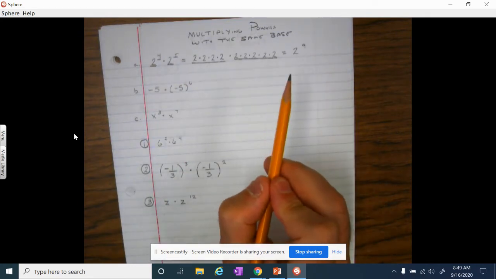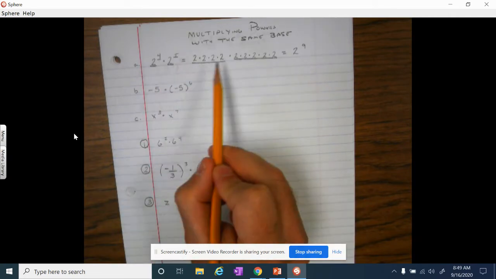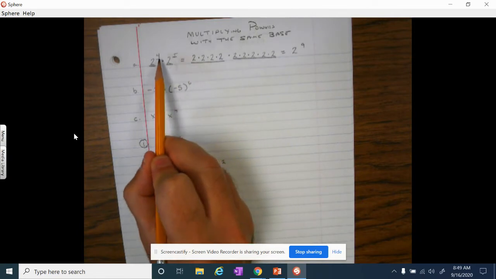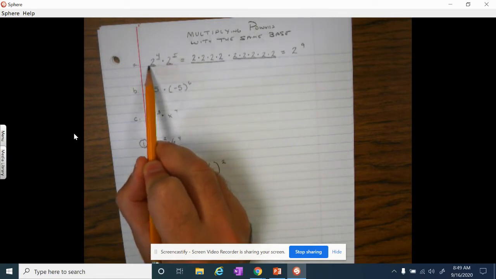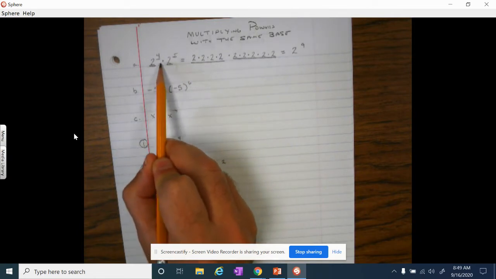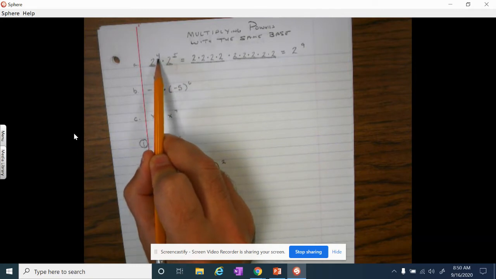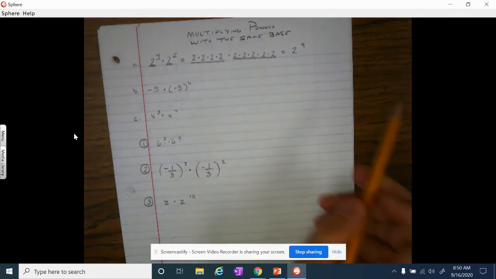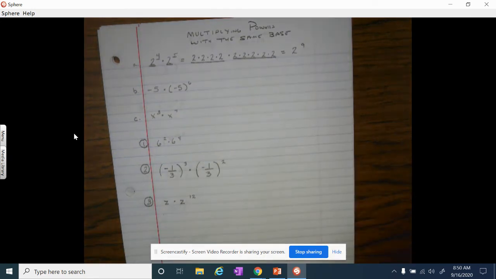And so now I can see my shortcut, and I can see, oh, wait, I don't have to write this out and write that out. I could just take my shortcut and say, wait, the bases are the same. So when the bases are the same with a multiplication problem, all I need to do is just take my two exponents and add them together. So 4 plus 5 is 9.